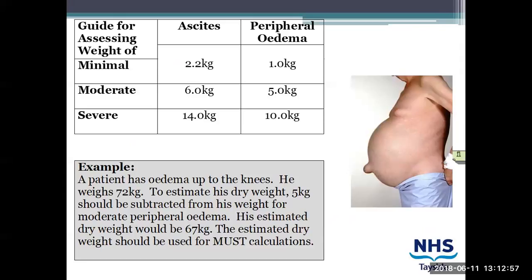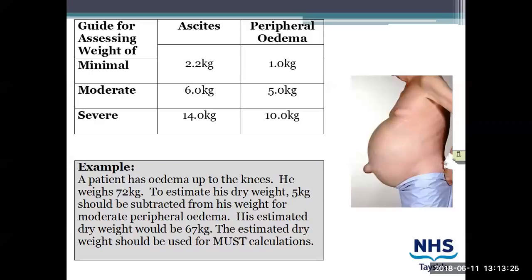So to estimate his dry weight, looking at that table would be about moderate. So you're looking to take 5 kilograms off his weight for moderate peripheral edema. So his estimated dry weight would be about 67 kilograms. And it's that estimated dry weight that you need to use for the MUST calculations. I don't think I've seen that sort of calculation very much, so that's useful.